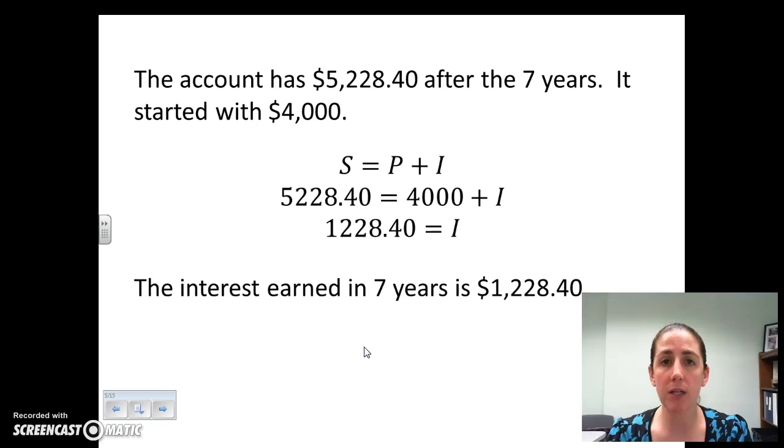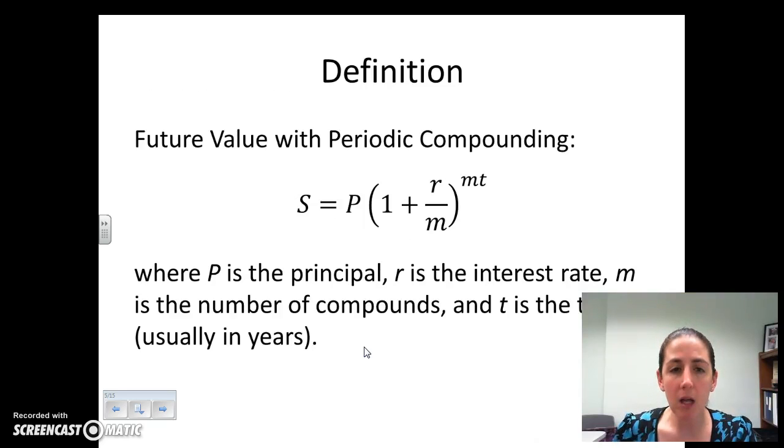$1,228.40. Now this formula is good if you just get one interest payment every year at the end of the year. A lot of banks or other things like CDs and other ways of earning interest have periodic compounding, which means you get an interest payment more than one time a year. A lot of banks do 12 times a year. You get monthly interest payments.